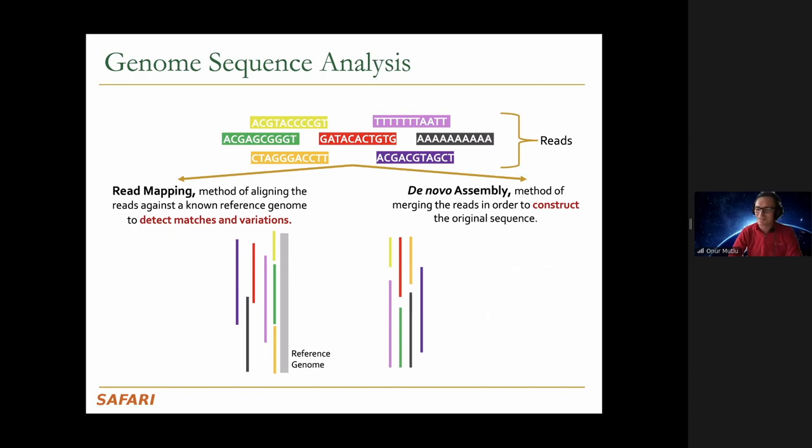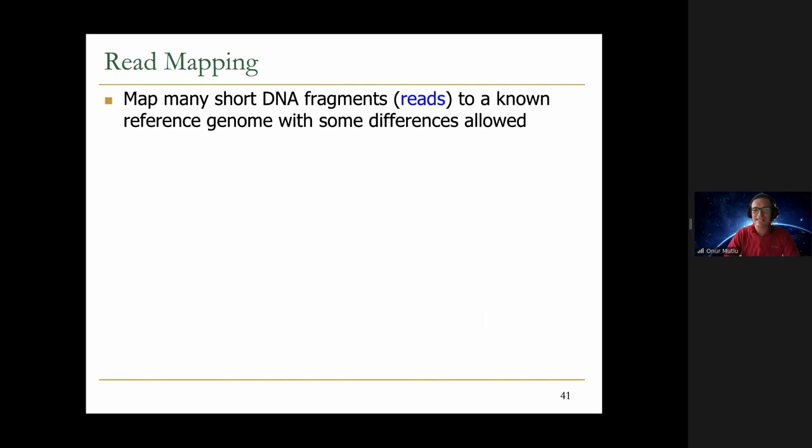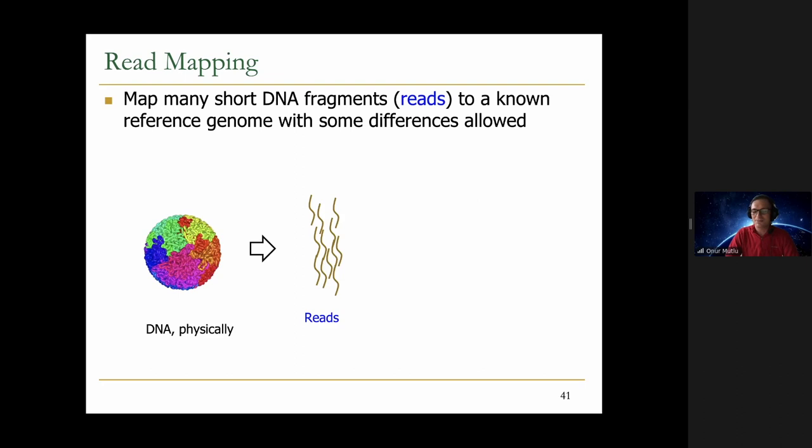Okay, so essentially, let's go into more detail about read mapping. Essentially, what we're trying to do is map many short DNA fragments or reads to a known reference genome with some differences allowed. This is important because differences are natural between different genomes, as we discussed. No two DNAs of two different humans are the same. So DNA physically looks like this. We chop it into pieces, and we try to map those reads to a reference genome.